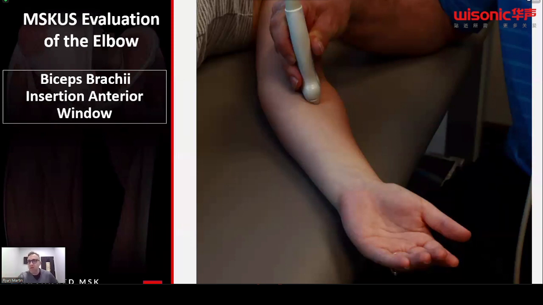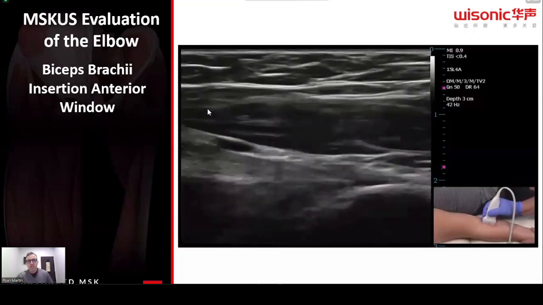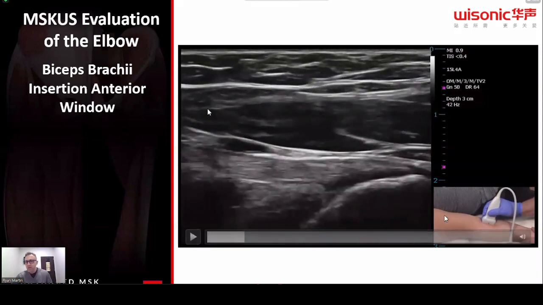So let's start with the first one, which is the anterior window, which is what we started with before. So when looking at this picture here, you can see Colin is down here on the proximal radius, just distal to the humerus, just distal to the joint line. So if everybody can see my cursor, my arrow over here, you can see that the probe is in long axis to the radius, and it's in long axis to the humeral shaft here.